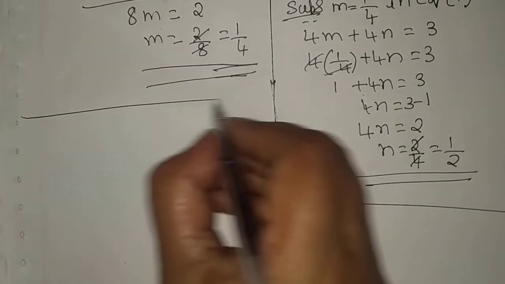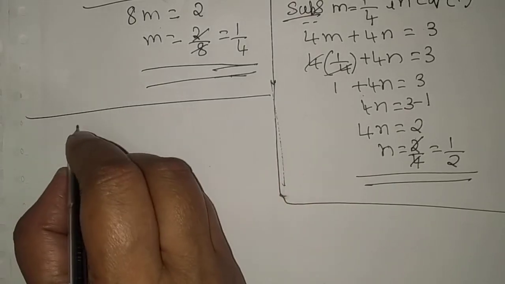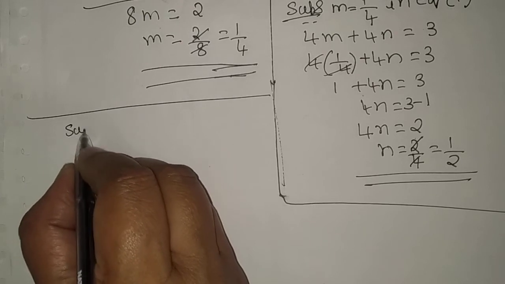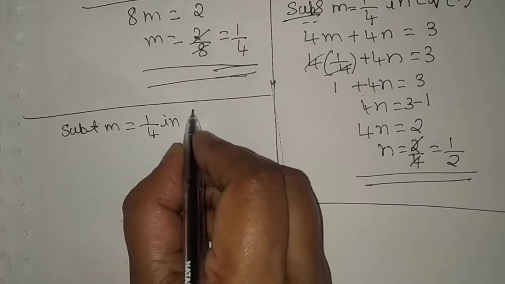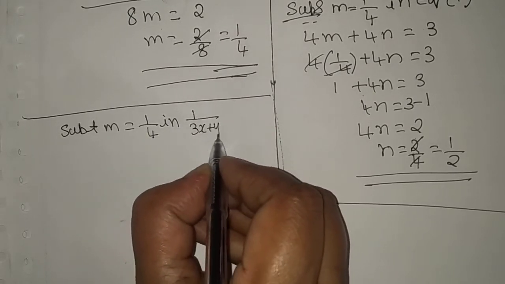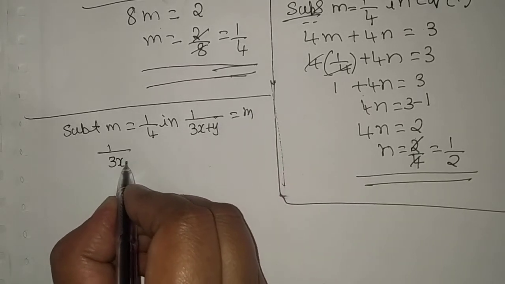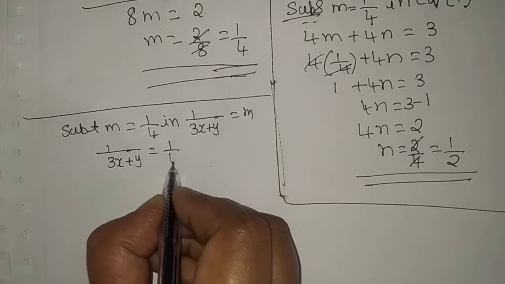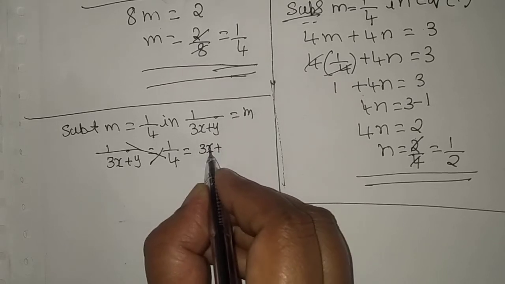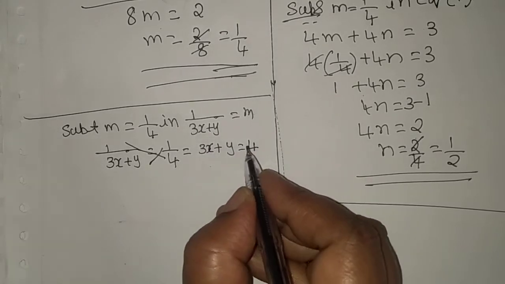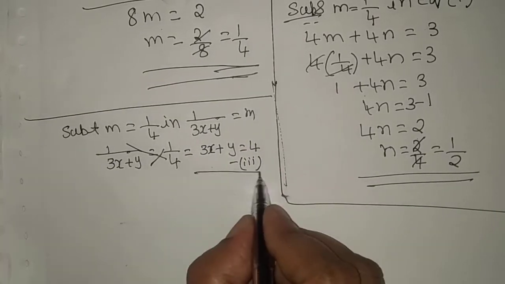So next step is, m and n we got. Now we have to substitute this. So substitute m is equal to 1 by 4 in 1 by 3x plus y is equal to m. Therefore what we get, 1 by 3x plus y is equal to 1 by 4. Cross multiply this, so we get 3x plus 4y is equal to 4. So we got this one, name it as equation 3.